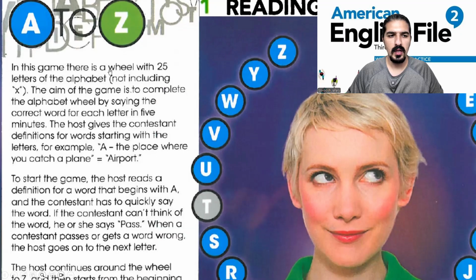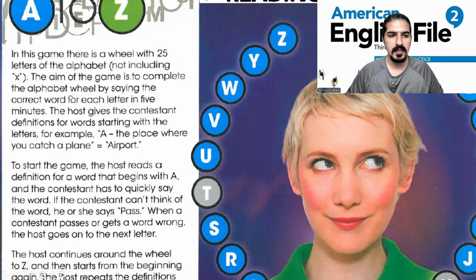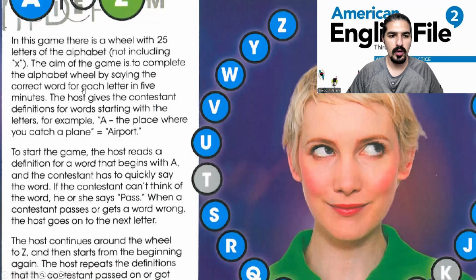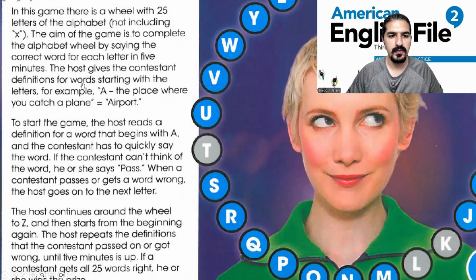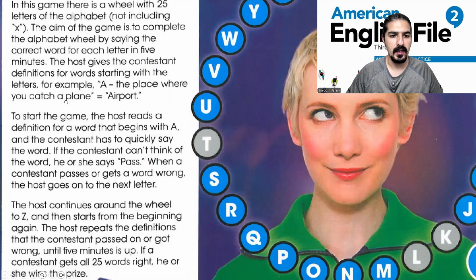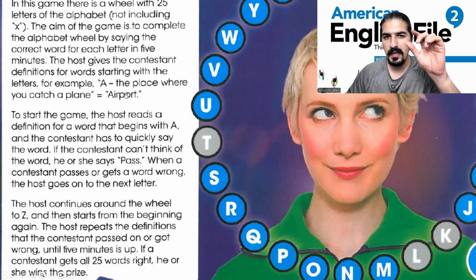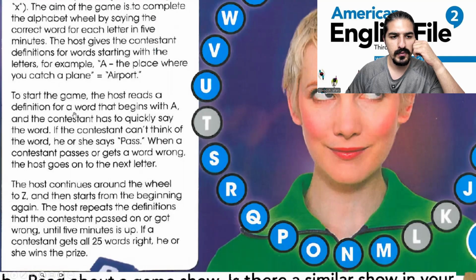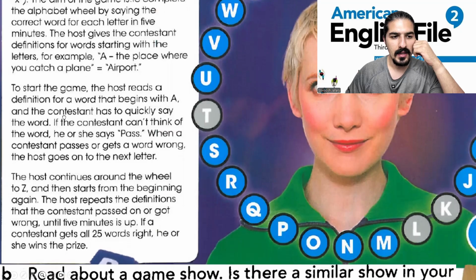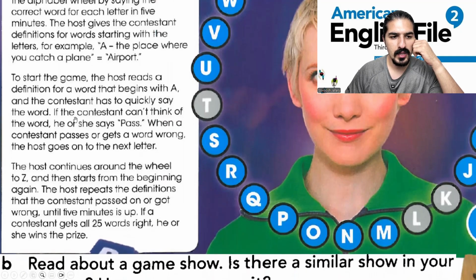In this game, there's a wheel with 25 letters of the alphabet, not including X. The aim of the game is to complete the alphabet wheel by saying the correct word for each letter in 5 minutes. The host gives the contestants definitions for words starting with the letters. For example, A, the place where you catch a plane, airport. You see, so based on the letter, they have to find the name as well, and they give the definition. To start the game, the host reads a definition for a word that begins with A, and the contestant has to quickly say the word.